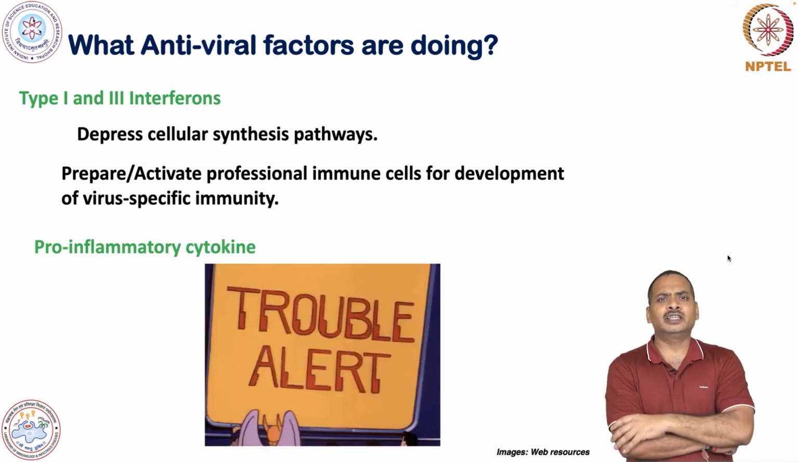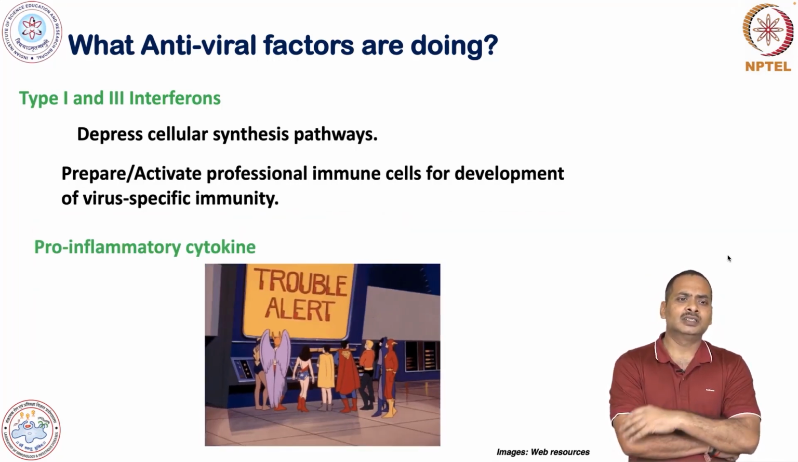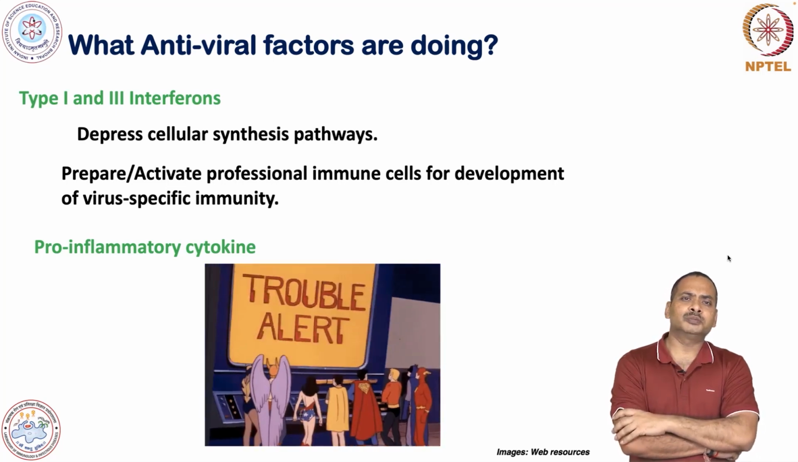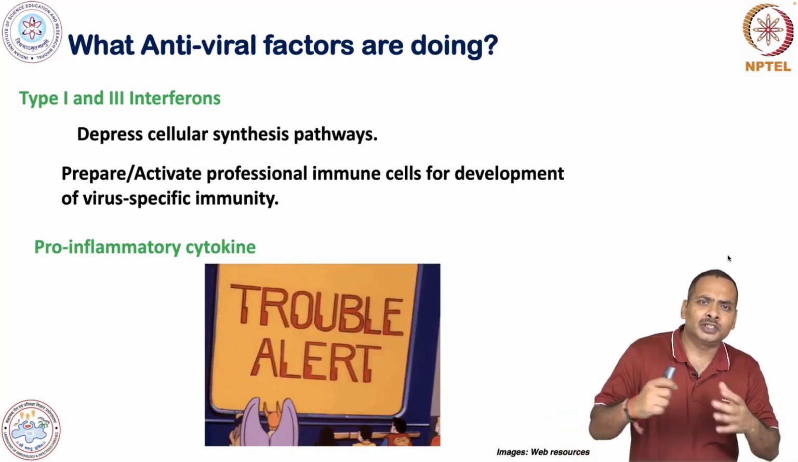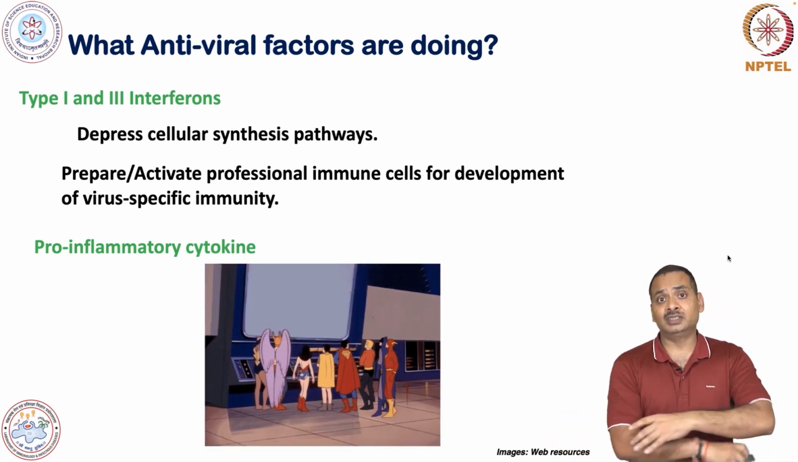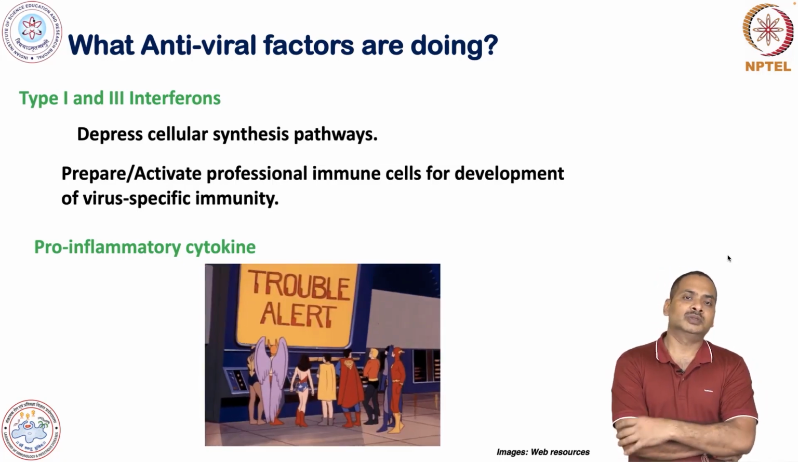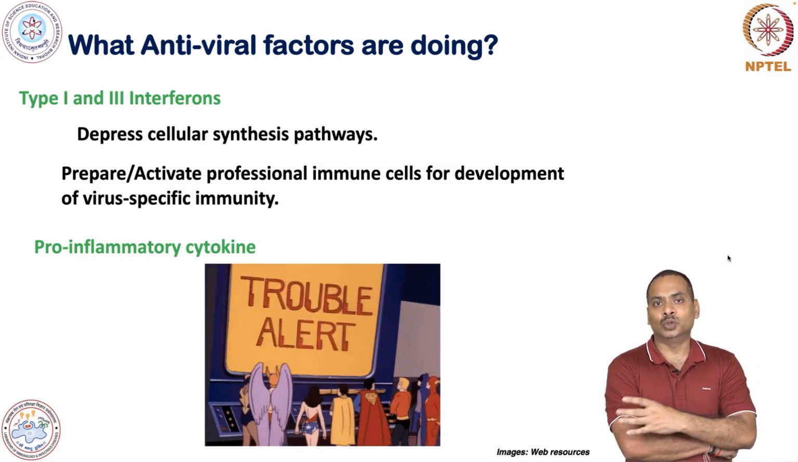Inflammatory cytokine is a kind of alert system, and when it is produced, there will be a recruitment of immune cells at the site of infection. Okay, it could be systemic, it could be localized.